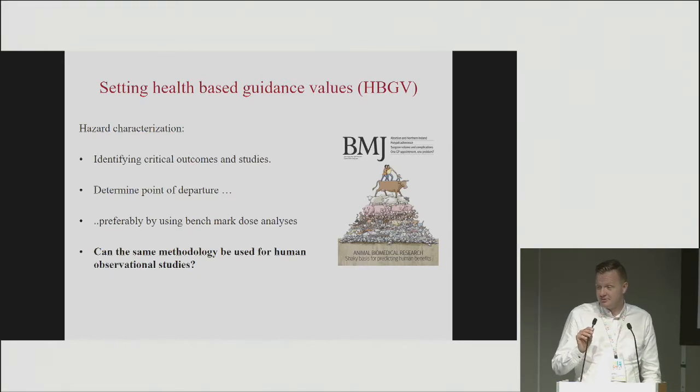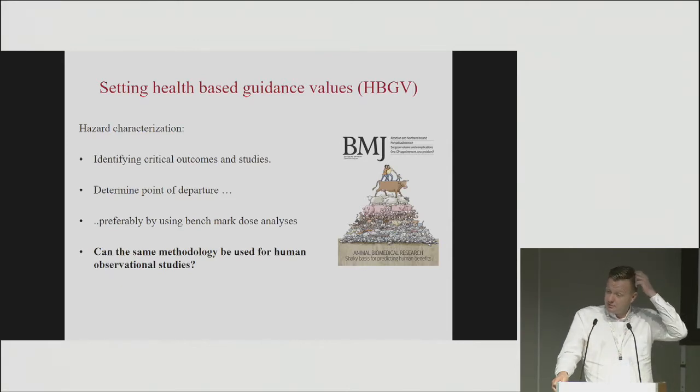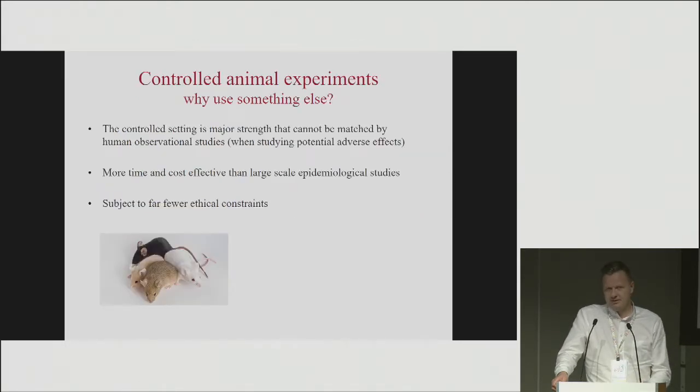The risk assessment procedure is relatively new for me, but as I identify it here, we are talking about identifying the critical outcomes in the critical study, and the most part of my talk will be about determining the point of departure and how you might do that in epidemiological studies using benchmark dose analysis. And the question that I'm going to ask again: can the same methodology be used for human observational studies? To answer that question right away, I think the answer is yes. It's less complicated than some of the pesticide studies that I was showing you yesterday anyway. But it's okay to ask yourself and start at a baseline: controlled animal experiments, why do we use something else?